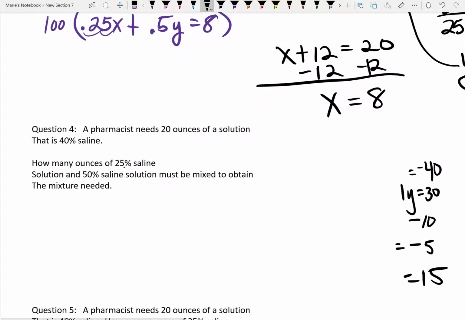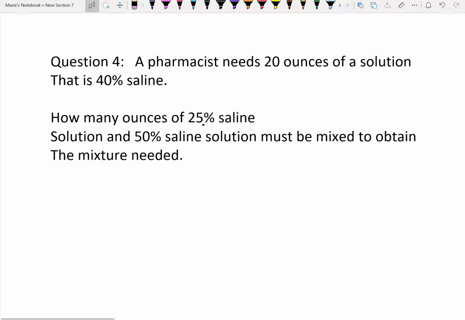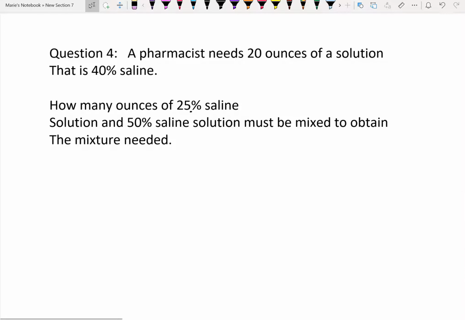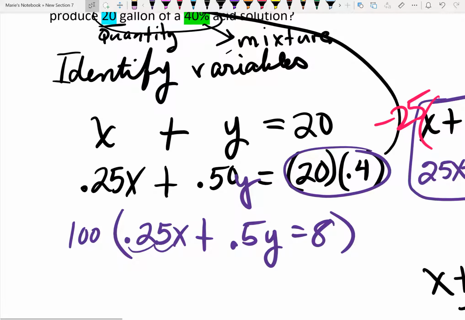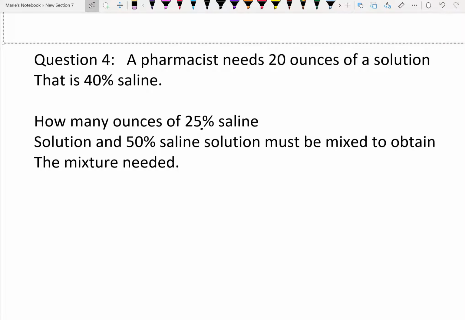Okay. Let's look at the pharmacist question. So they're starting off with the question stem right away. It basically says a pharmacist needs 20 ounces of a solution that is 40% saline. So that's what we want to end up with.